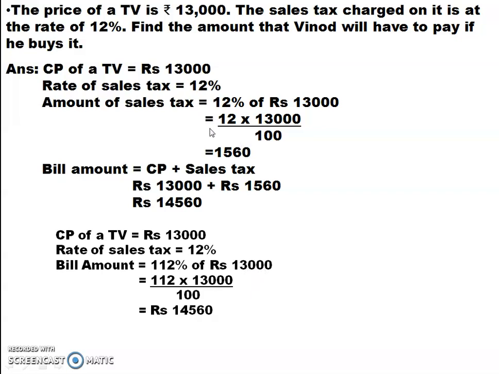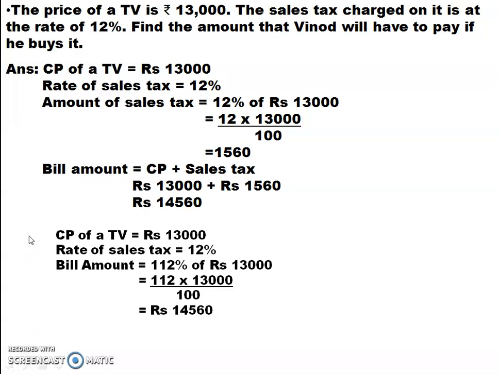Students, first compare the two methods. This is the first method and this is the second method. In this method, you have two steps. First, find the sales tax and then find the bill amount. In the second method, you are getting the bill amount directly. Clear? So, students, I am telling you again and again, you can follow either of the methods, but don't mix it up.